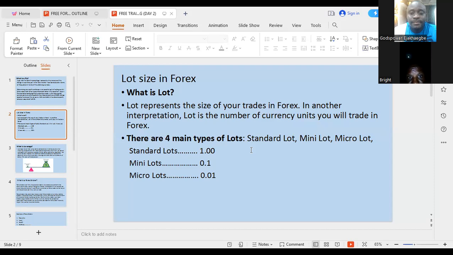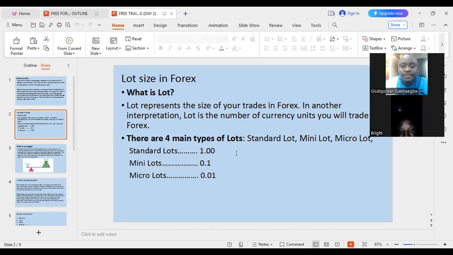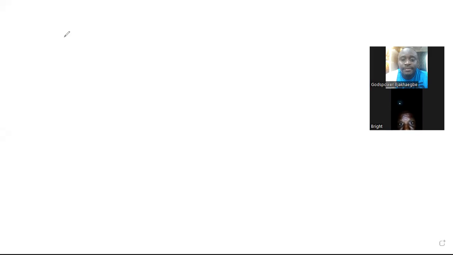So what exactly is a micro lot? Let's say I have $100 and I want to trade in the forex market, and I ask what will be my lot size? There's a formula for lots, and the formula is X over 10,000. That's the basic formula. X is simply what you are trading with, over 10,000. That's the simple formula for it.